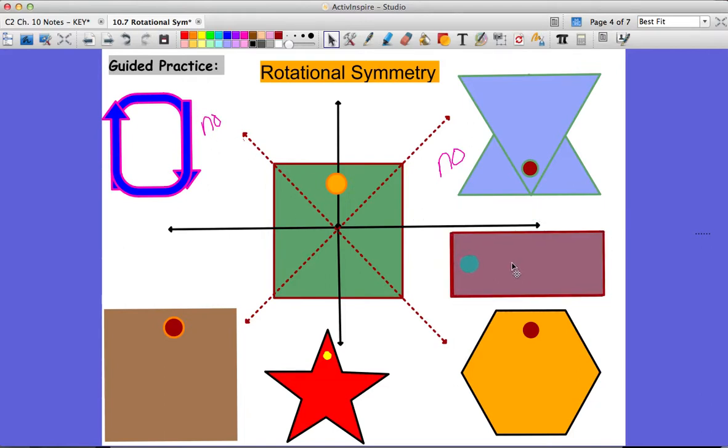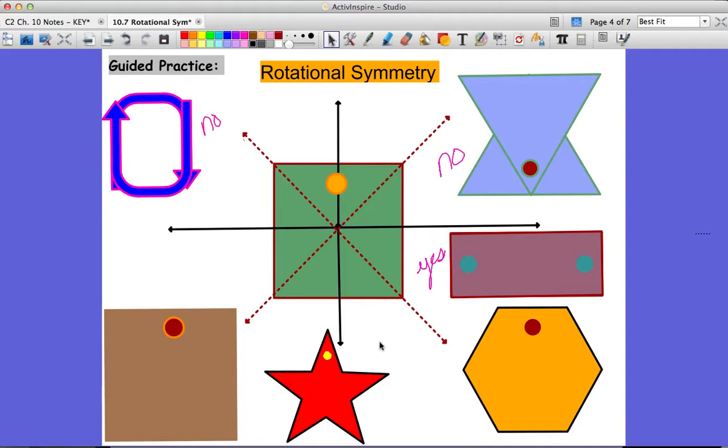Okay, we can try this one. If I rotate it 90 degrees, it does not match up. But now if I rotate it 180 degrees, it did match up. So this shape does have rotational symmetry.